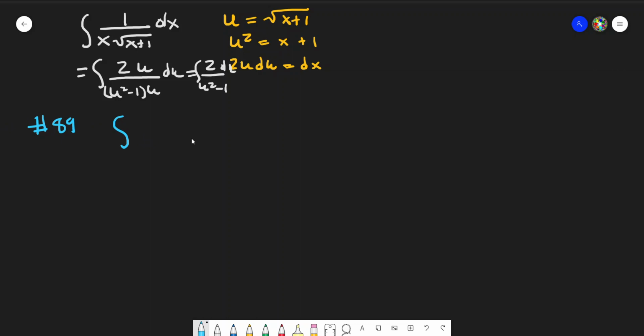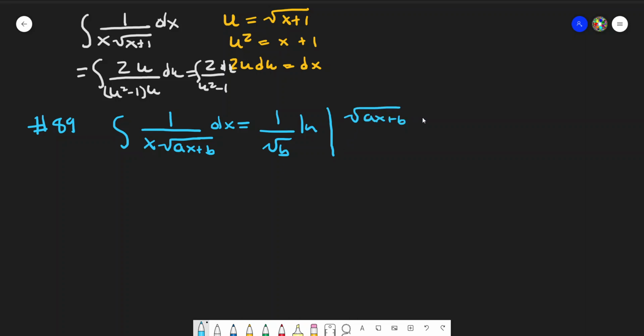Integral number 89 says that you have an integral 1 over x times the square root of ax plus b, and that's going to be dx. This is equal to 1 divided by the square root of b, and then you have natural log of the absolute value of the square root of ax plus b, minus the square root of b, divided by basically the conjugate. So you have the square root of ax plus b, plus the square root of b, and you just close it and you have plus c.